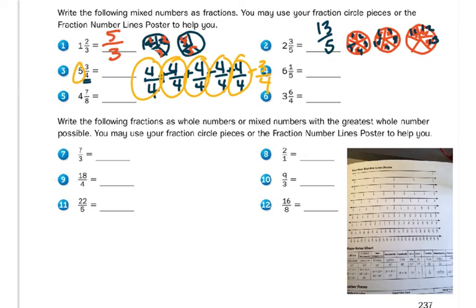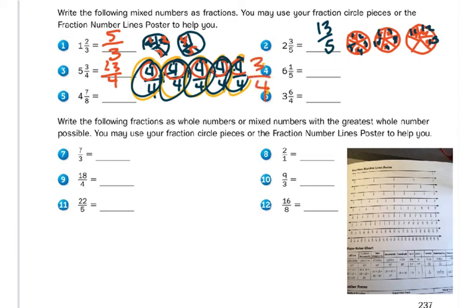Now all we have to do is add those top numbers together. 4 plus 4 plus 4 plus 4 plus 4. 4 times 5 is 20, plus 3 more is 23/4. Did you notice all I had to do is multiply my denominator times how many whole circles there were? There were 5 of them. So all I had to do was take 4 times 5 and then add in 3 more at the very end.